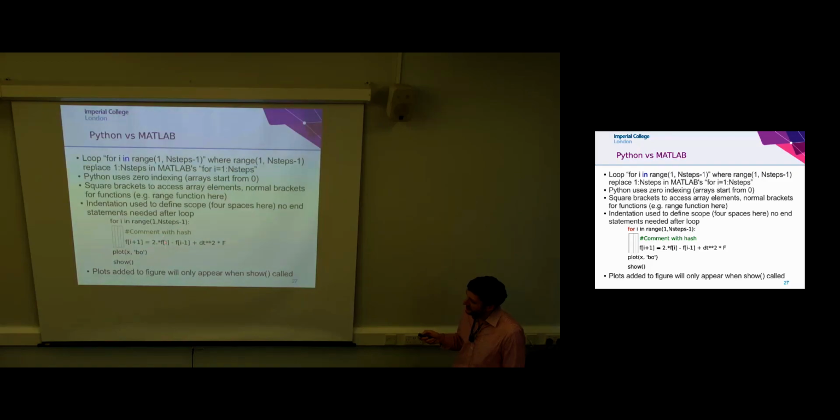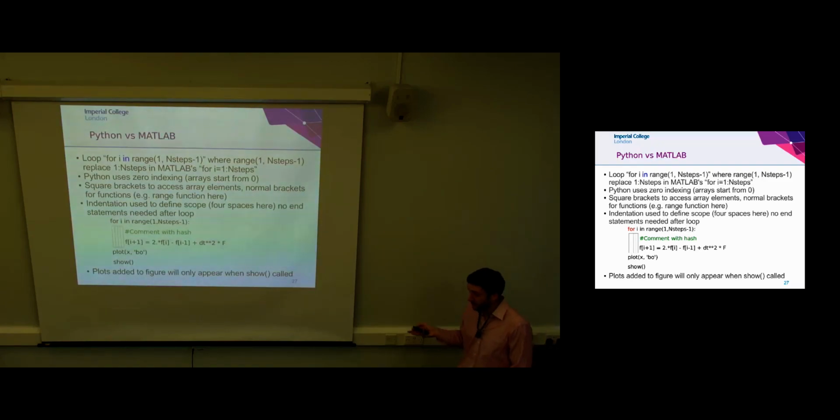Probably the key difference here is this indexing notation. So you use square brackets in Python where it's round brackets in MATLAB. And then the one other thing about Python is that you don't actually have an end statement. For loops, the scope of functions are done by the indentation.